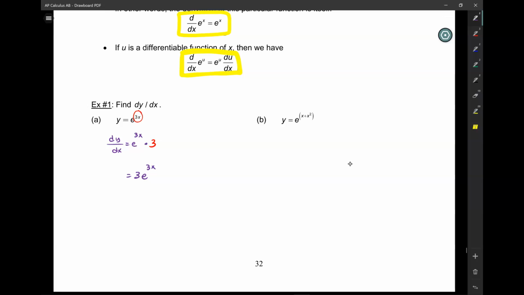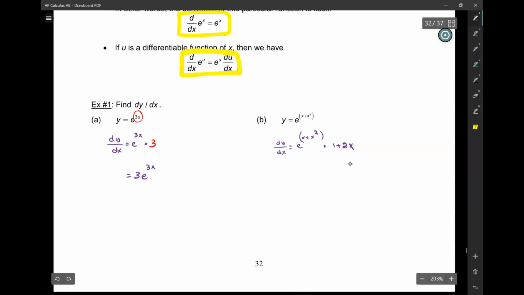Okay? All right, here, dy/dx is e to the x plus x squared. You'll see any constant; we'll do that on the next page. e to the x plus x squared times the derivative of the inside, 1 plus 2x.